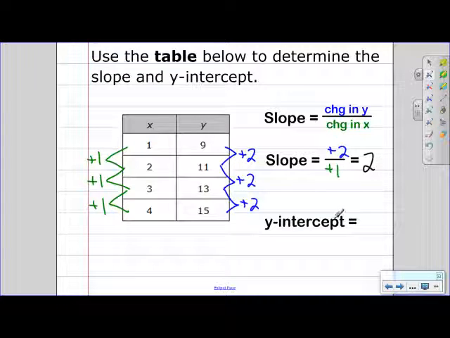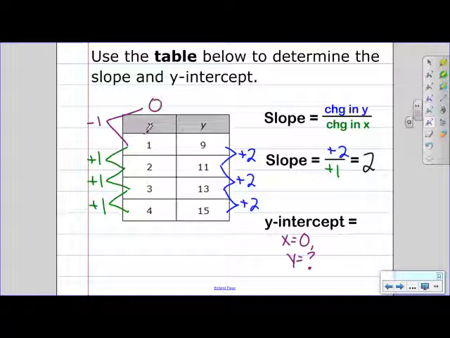And now for the y-intercept. So for the y-intercept, it works slightly different from the table because we want to know when x is 0. So when x equals 0, what does y equal? So we don't see 0 in the table, so we're going to have to manipulate the table a little bit to find 0. So we can see that we are counting up this way. So if we count backwards, we should be able to get to 0. So if we go this way and if we subtract 1, we should get to 0.